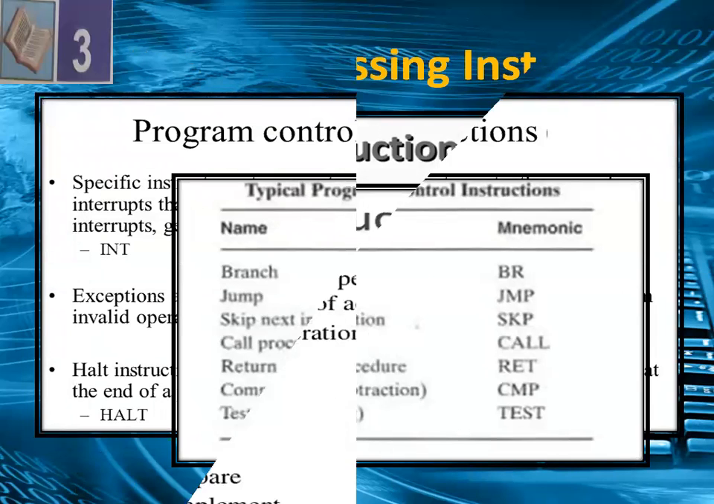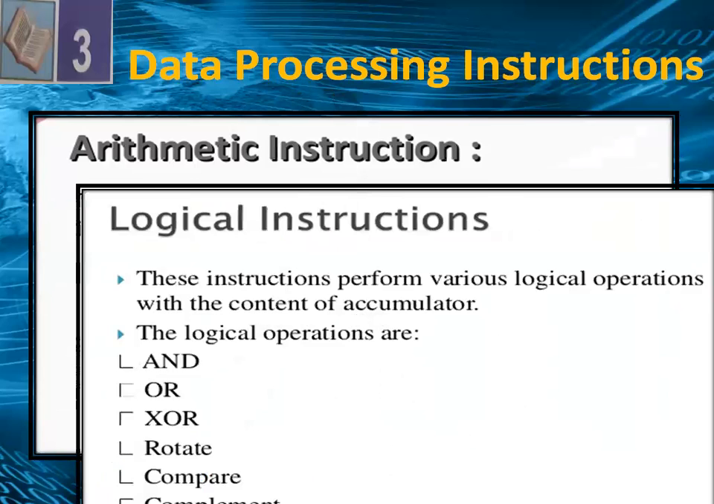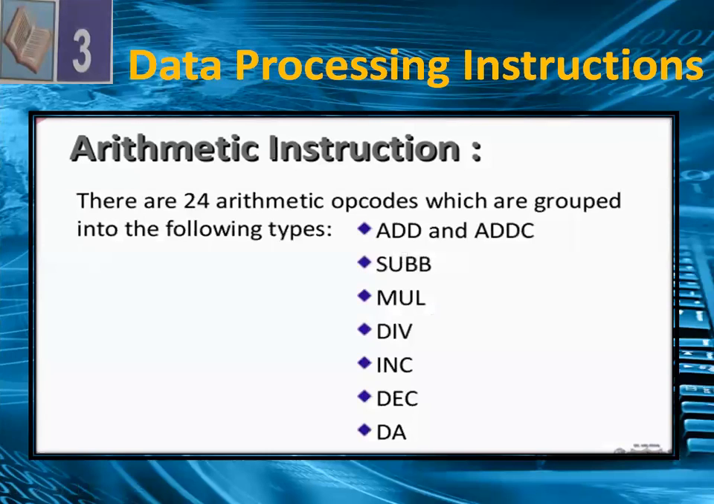Then we have arithmetical operations. Arithmetic instruction, there are 24 arithmetic opcodes which are grouped into the following types. So first of all, arithmetic means mathematical instruction, all types of mathematical operations. These instructions are used to perform arithmetic operations and can be classified in different categories. We have different mathematical functions like addition, subtraction, multiplication, division.